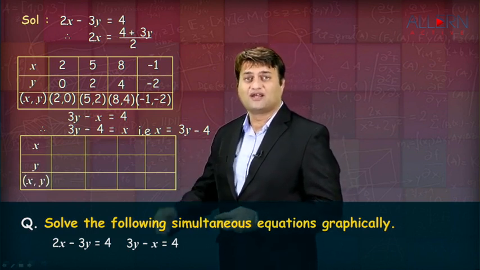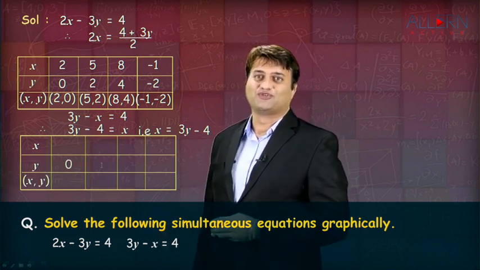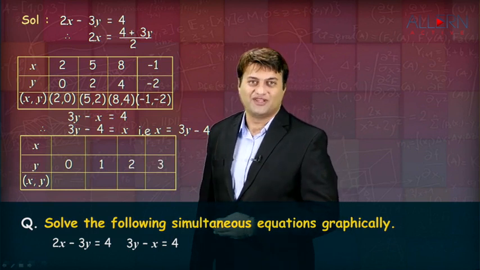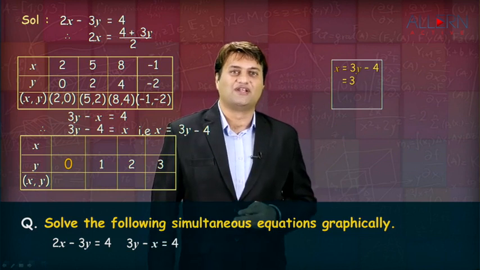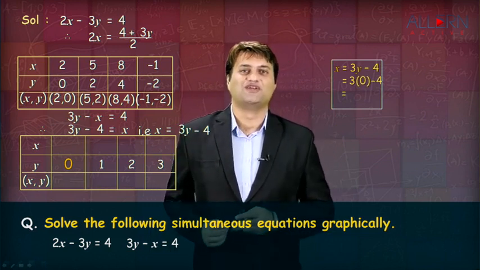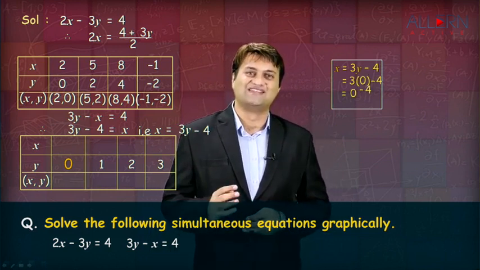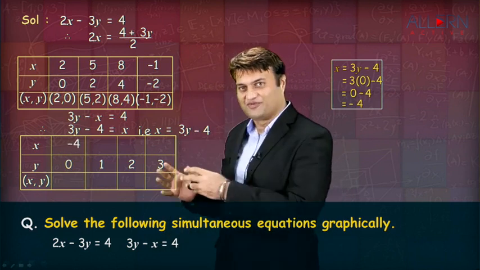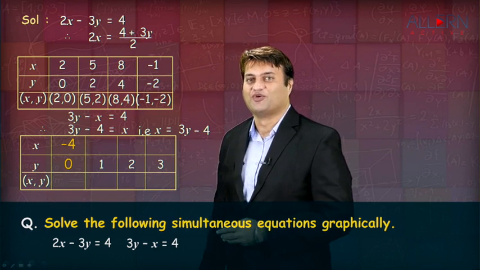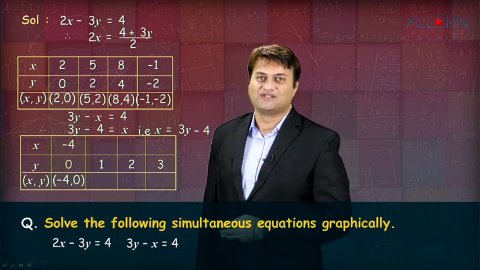Now let's draw the table x, y, x comma y. Because y is in the right hand side, let us assume 4 values of y, that is 0, 1, 2 and 3. When y is equal to 0, let's see the calculation. x is equal to 3 into 0 minus 4. That's x is equal to 0 minus 4. That's x is equal to minus 4. So when y is 0, x is minus 4. The point is minus 4 comma 0.